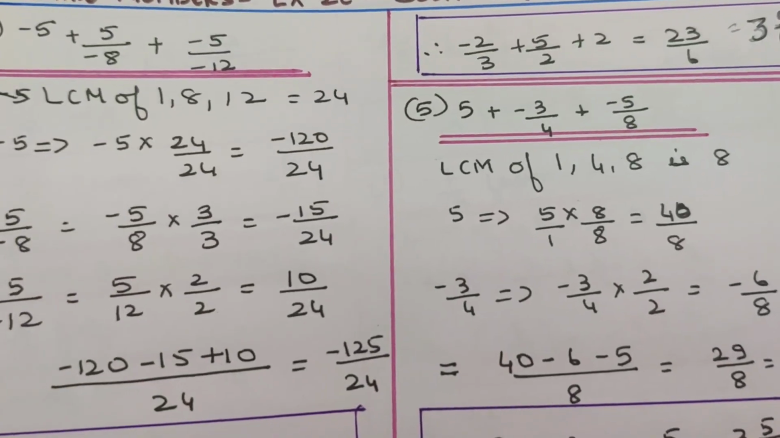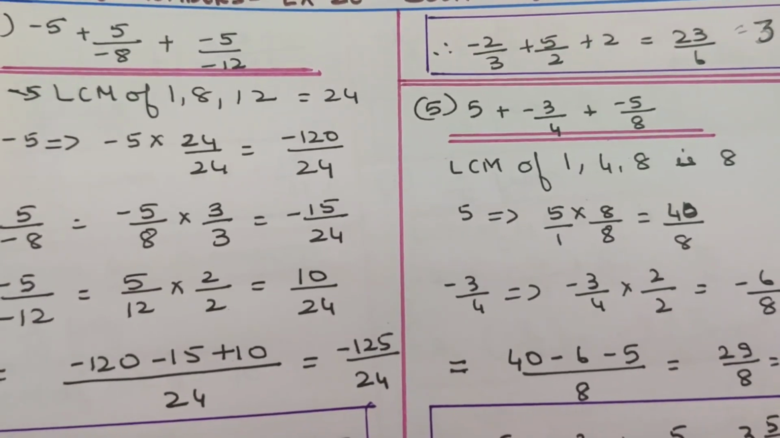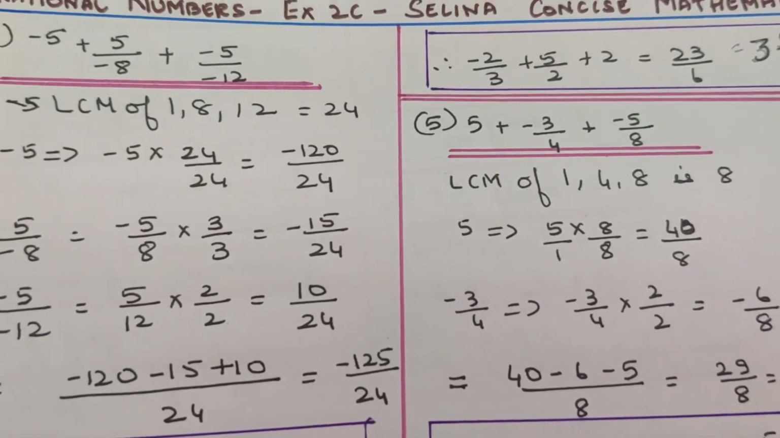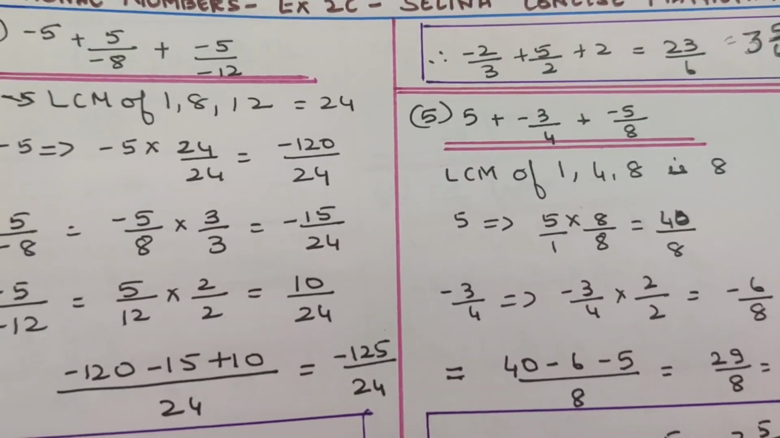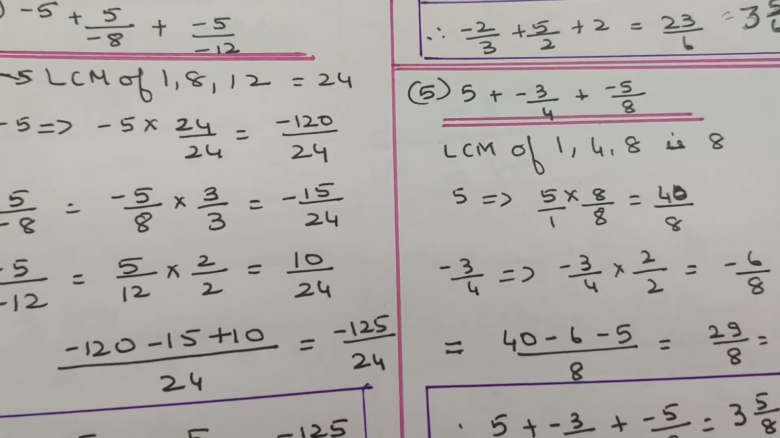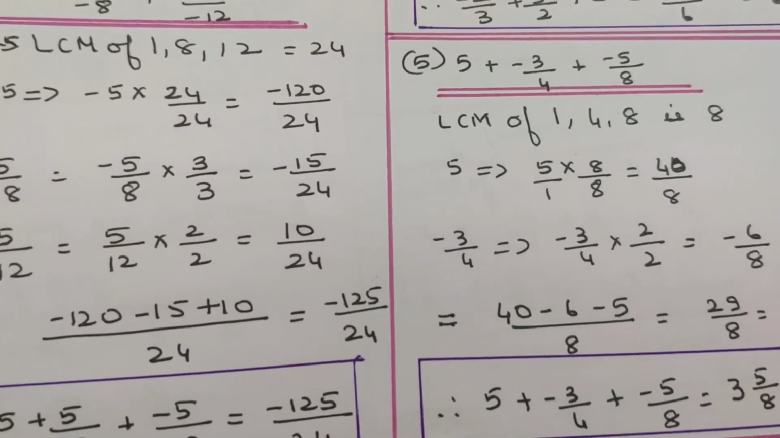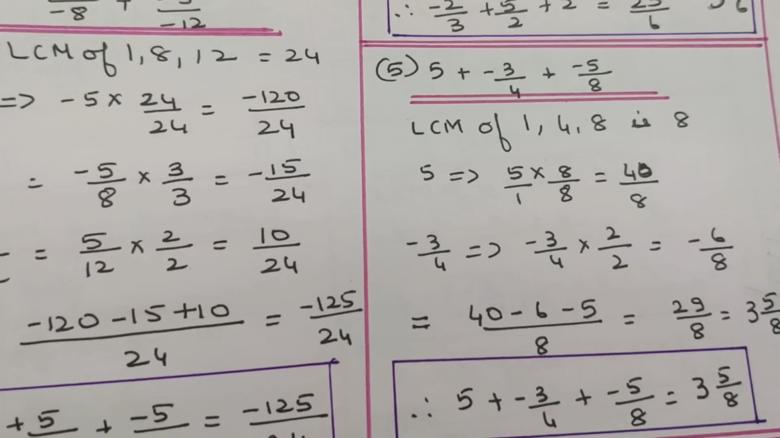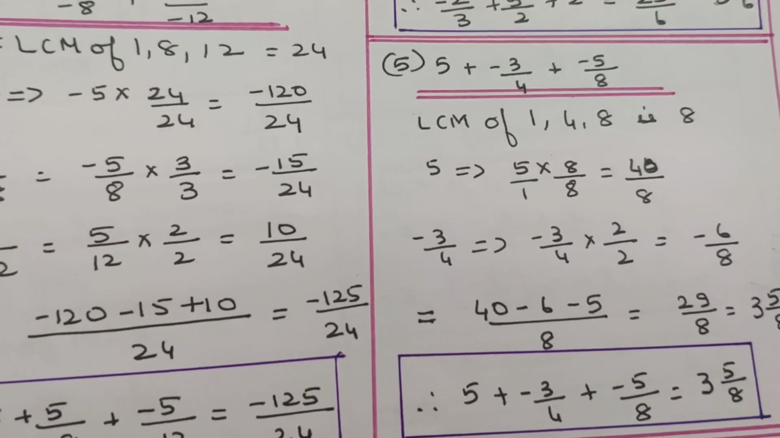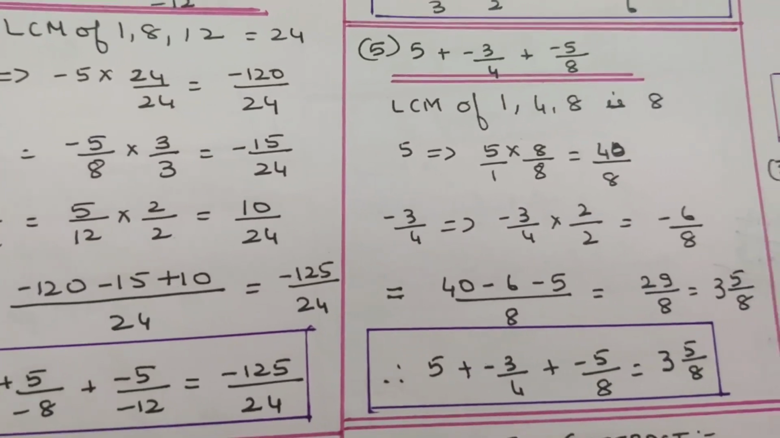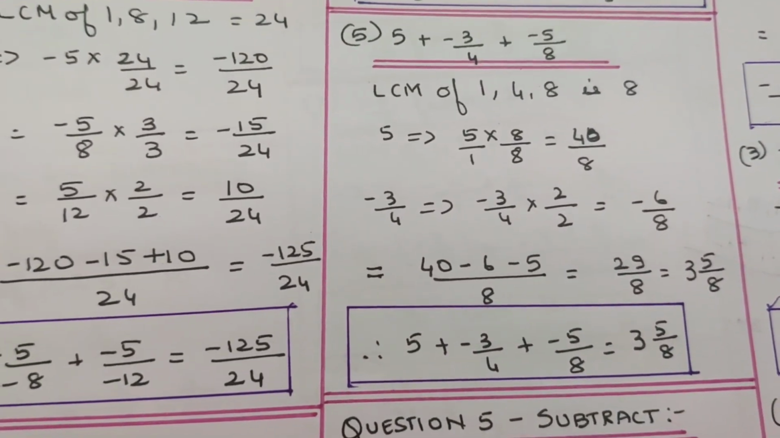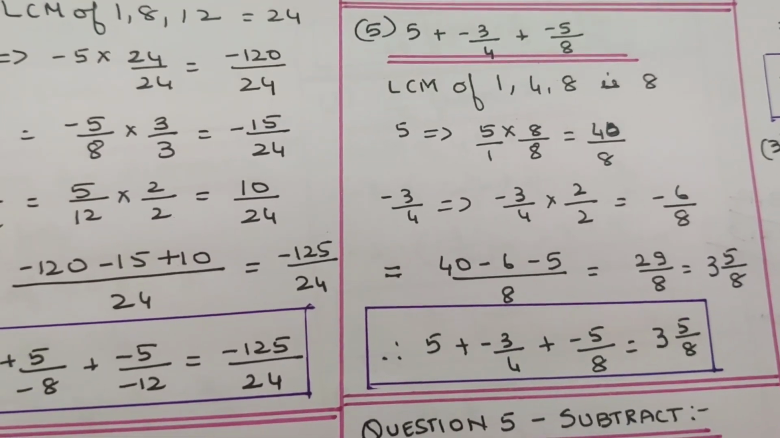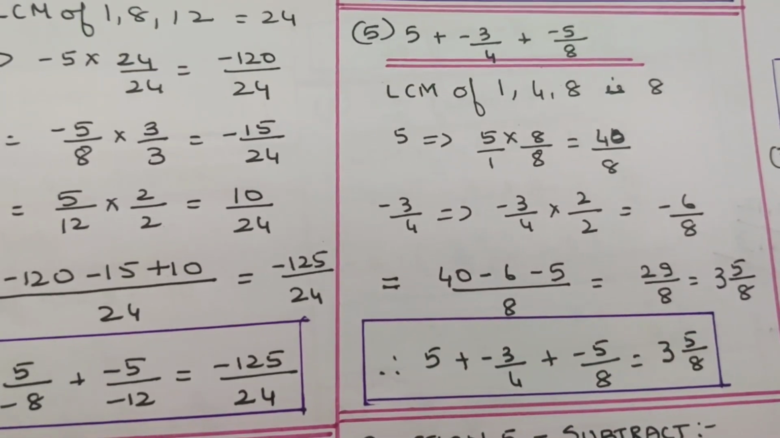Five plus minus 3 by 4 plus minus 5 by 8. Again, no common denominator. Take the LCM. LCM is 8. Ensure all the numbers have the common denominator. So it becomes 40 by 8 and minus 6 by 8. And the other number already has 8 as the denominator, so it remains as minus 5 by 8. After simplification, you get 29 by 8. That's nothing but 3 and 5 by 8. Pausing for a few seconds.